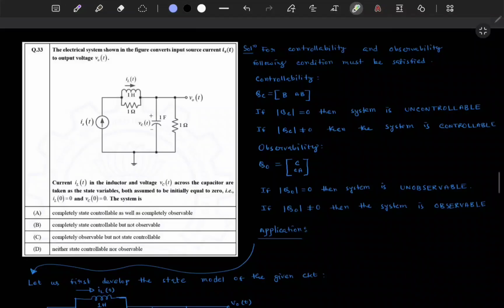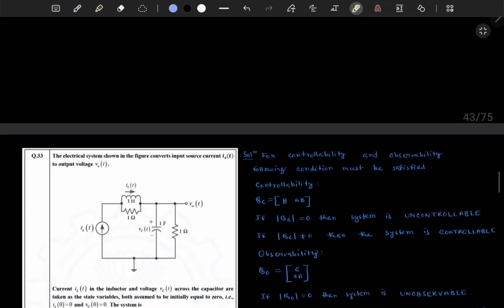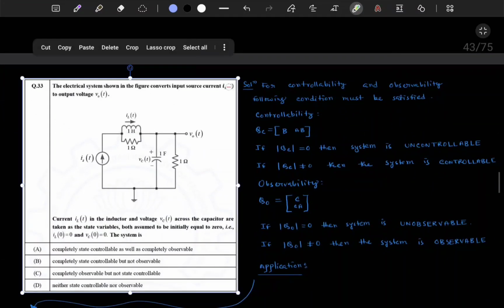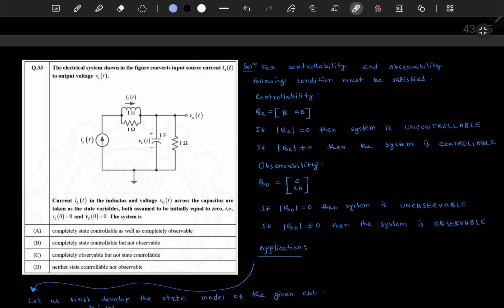Now moving to the next question, number 33. These are microprocessor questions. We are skipping them, as they are currently not part of the GATE ECE syllabus. Okay, so now question number 33.